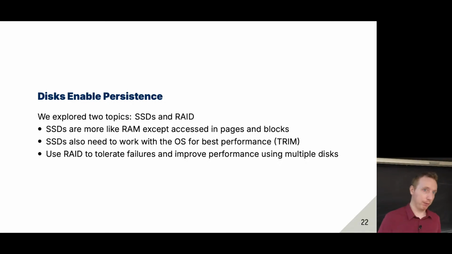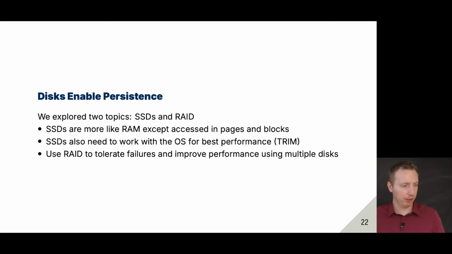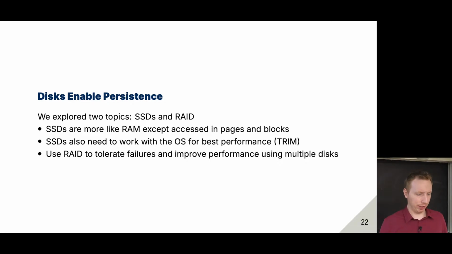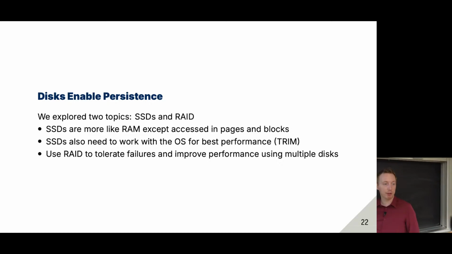The hardware would have to work with the kernel to get the best performance, aka trim, so you just tell it that you're not using a block anymore, and you kind of have to know which pages are on which blocks, and some minor details like that. The major part was using RAID, aka multiple disks, to tolerate failures and improve performance.